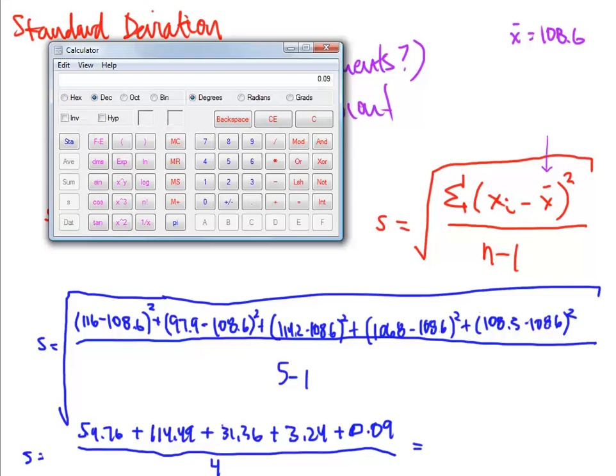So I'm going to come over to the side and do 54.76 plus 114.49 plus 31.36 plus 3.24 plus 0.09, and I hit enter, and I get 203.94. I'm going to divide that by 4, and that gives me 50.99.